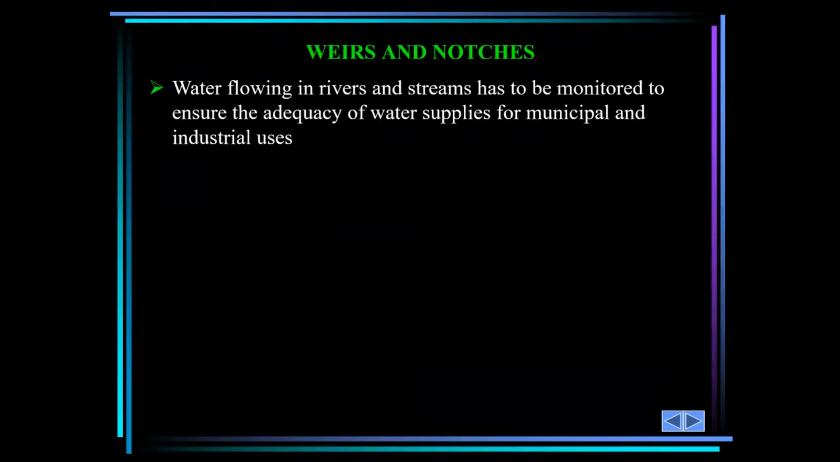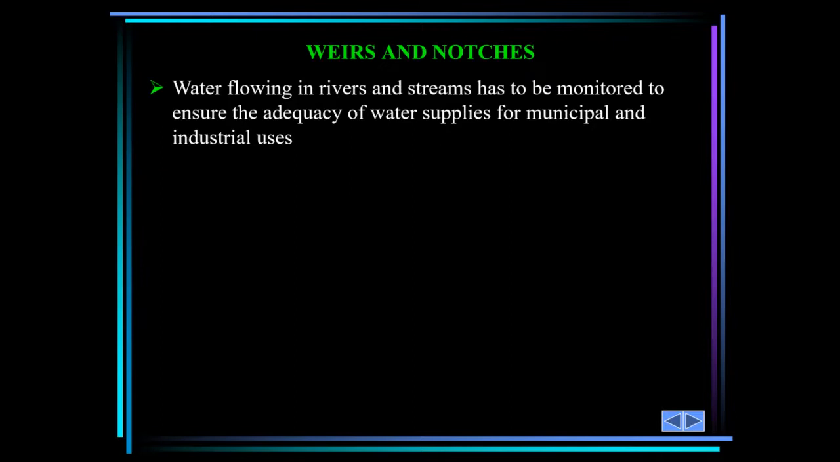We discussed orifices, then we moved to mouthpieces, which are simply attachments that can be installed at the orifices to increase the discharge. Now we move to weirs, which we also call notches. Weirs and notches are synonymous, and they are also used to measure flow rates, similar to orifices and mouthpieces.